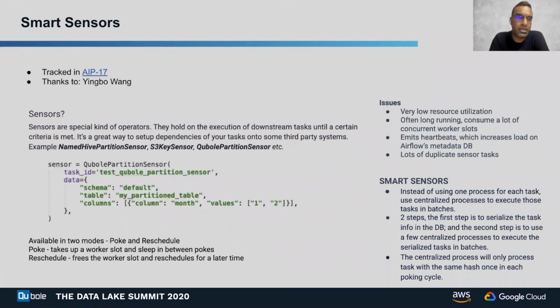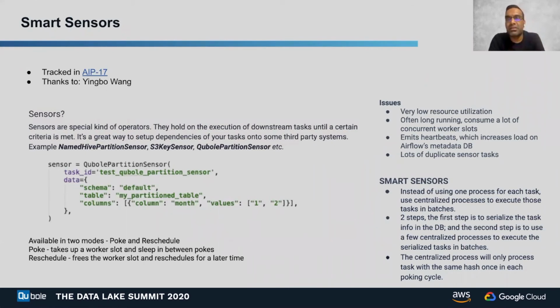And in this example I showed here, we are using a Hive partition sensor operator, and basically you are testing a partition's availability in the default schema, and the table name is my partition table, and the columns we are looking for is the month column with the value 1 and 2. So if I put this task into my DAG, it will keep checking until either it passes or it fails after a certain timeout.